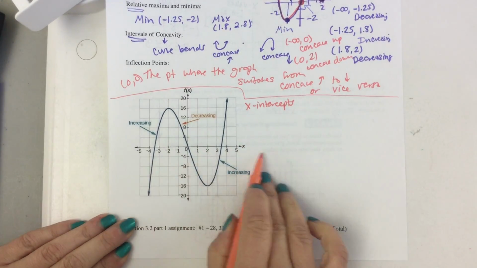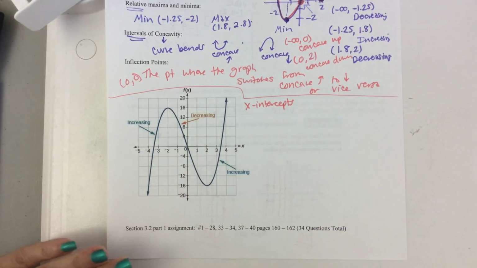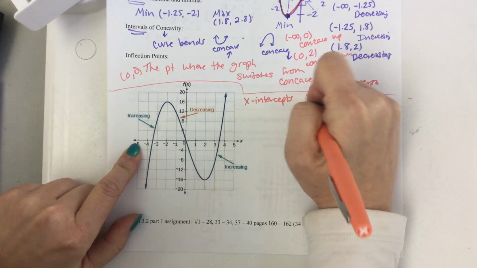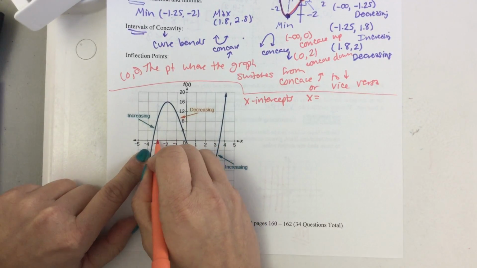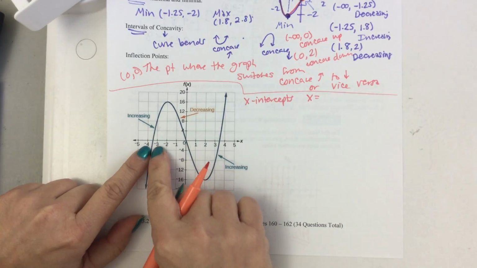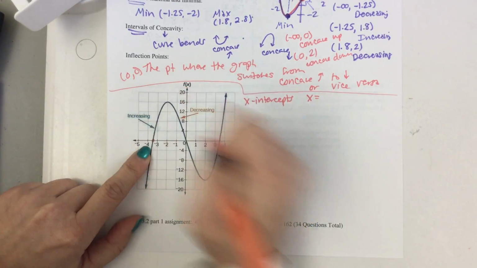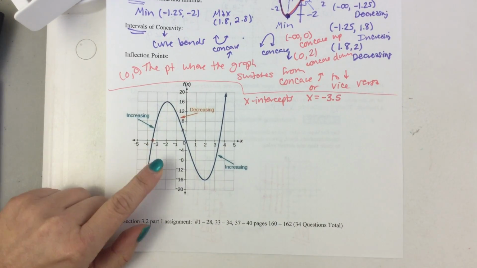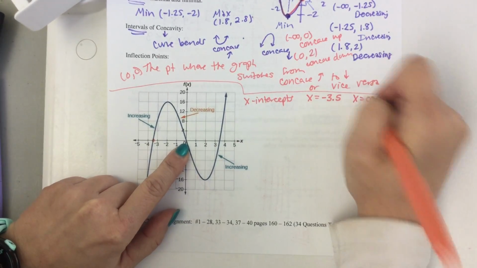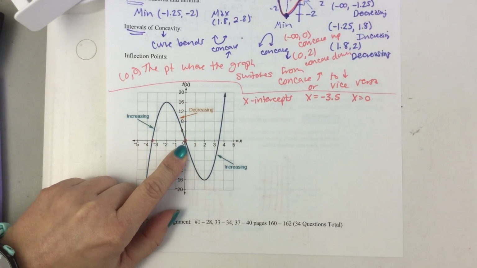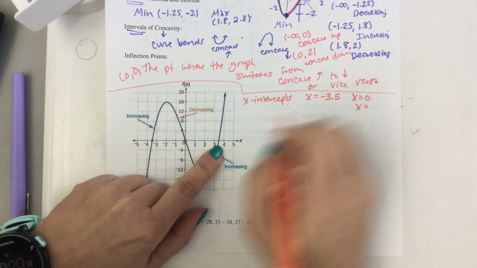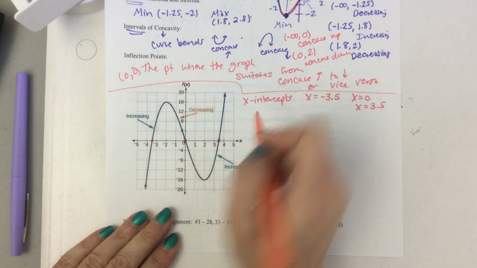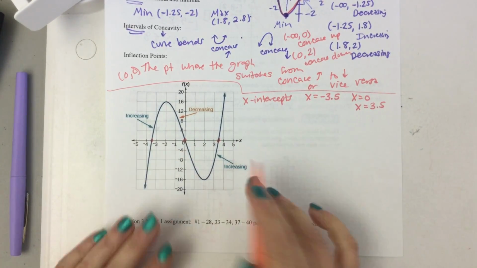X-intercepts are where your graph crosses the x-axis. So that happens at x equals, to the left, 1, 2, 3. Do you see where it's in between negative 3 and negative 4? So I'm going to say I have an x-intercept at x equals negative 3.5. x equals 0, it touches the x-axis. And x equals in between the 3 and the 4, so I'm going to say 3.5. So x-intercepts, where does the graph cross the x-axis?